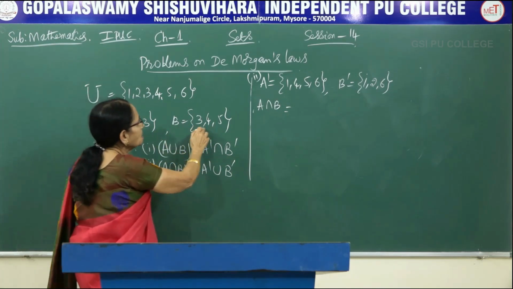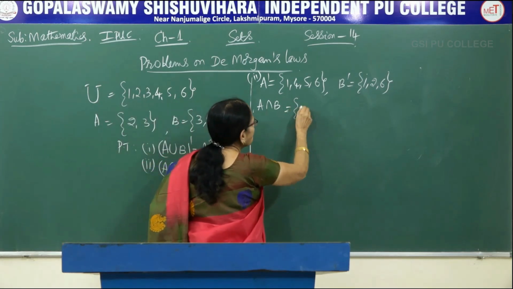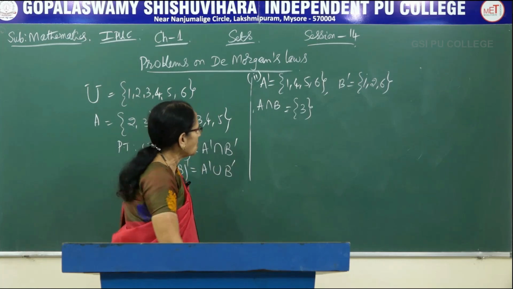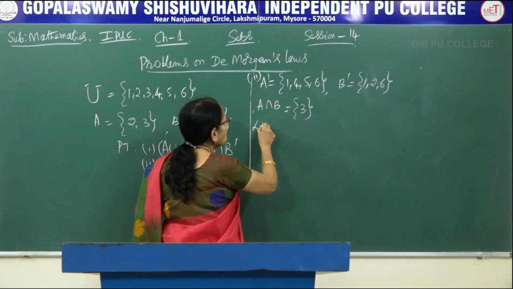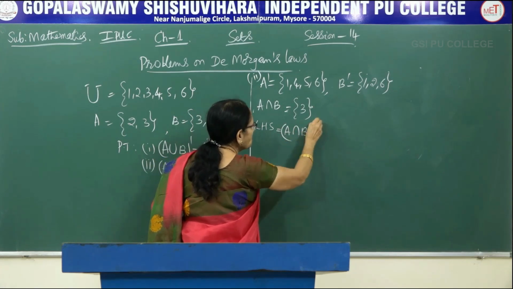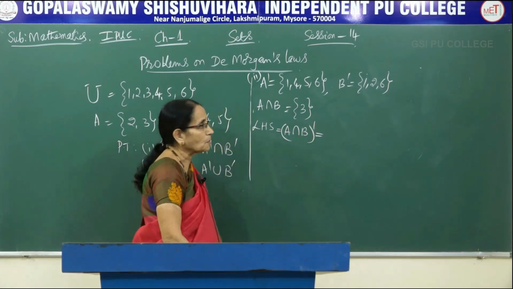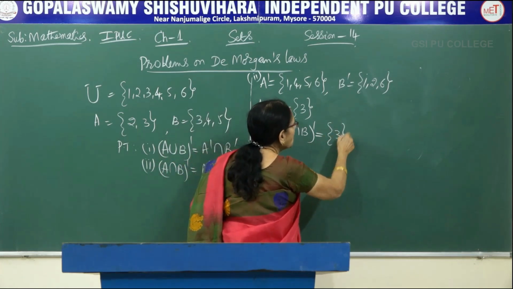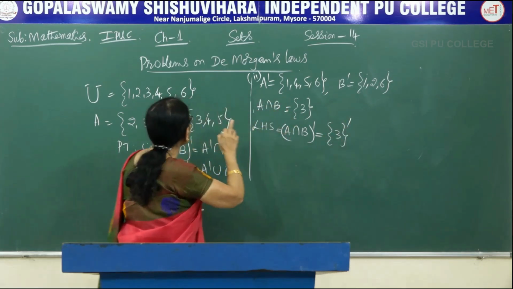What is the common element here? The common element is only one, that is, a singleton. Now let me start with the left hand side. That is (A ∩ B)'. What is that one? 3'. Now 3 is the only element.